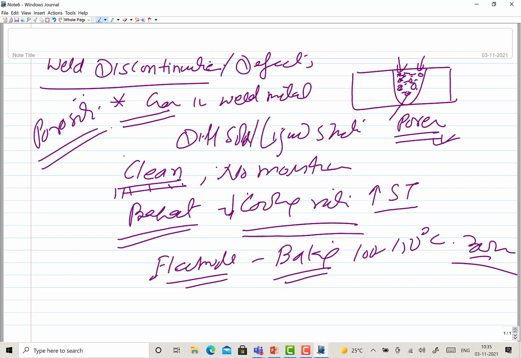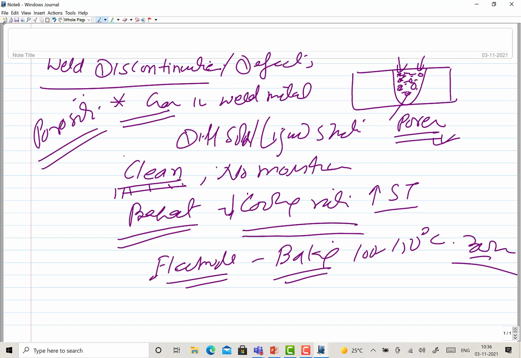So the best way here is to clean the things, preheat the things and remove the moisture, and use clean gases, clean base metal, and properly baked electrodes, which will help to eliminate all these gases. Okay. So this is one discontinuity.